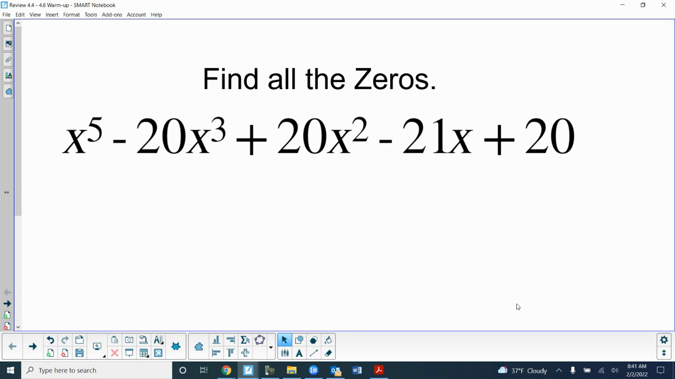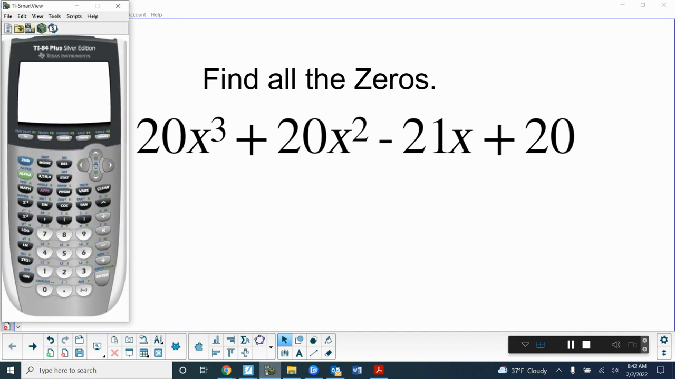All right. So, when we do this, we need to put it in the calculator, right? So, what was the first one? Just x to the fifth, right? And then just plus or minus? x to the third plus 20 x squared minus 21 x plus 20. All right, so we graph it and see what happens.